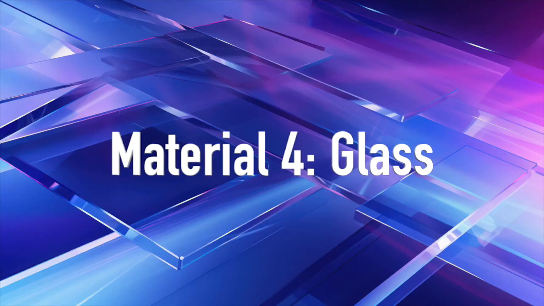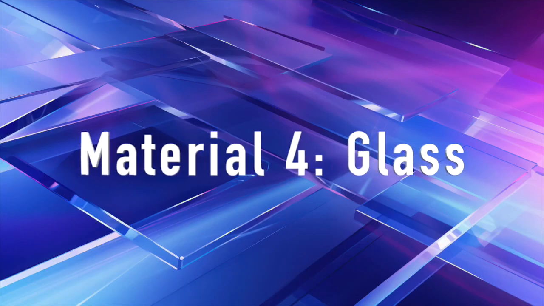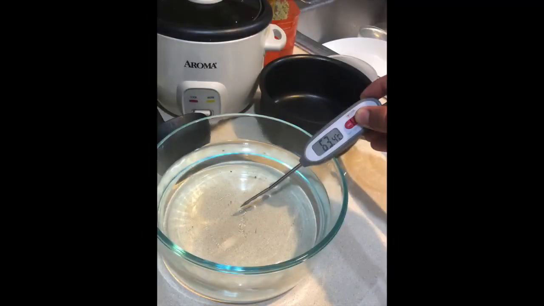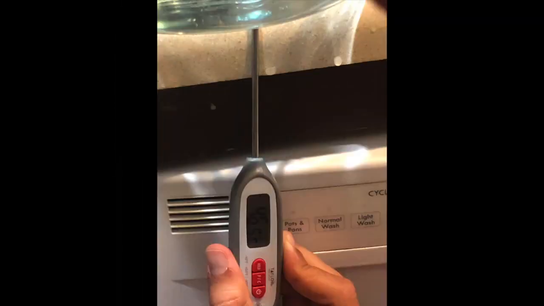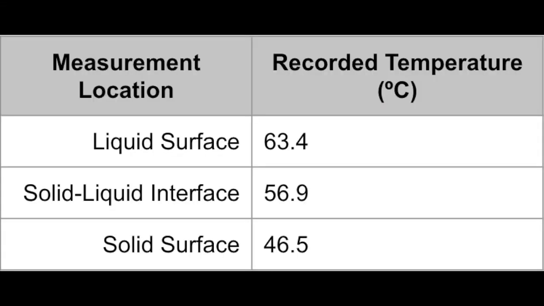The final material we used was glass. Given its lower thermal conductivity, heat transfer was less efficient, which led to a larger temperature difference within the glass material itself. Furthermore, the larger thickness of the glass at 0.8 centimeters means that, as stated in Fourier's law, the rate of heat transfer would be reduced, which would create a relatively smaller temperature difference between the solid-liquid interface.